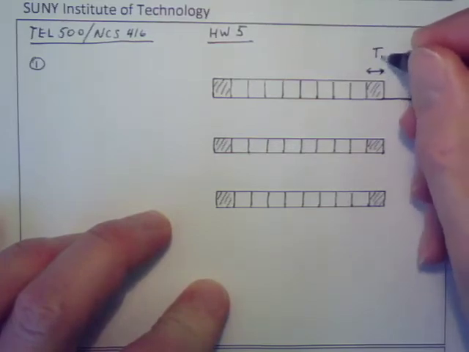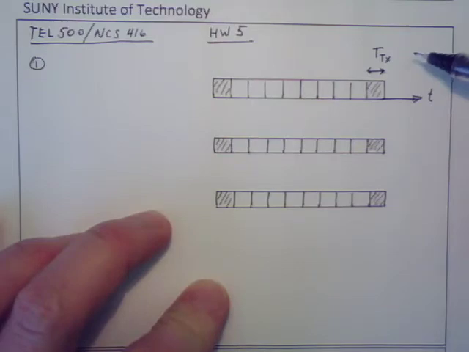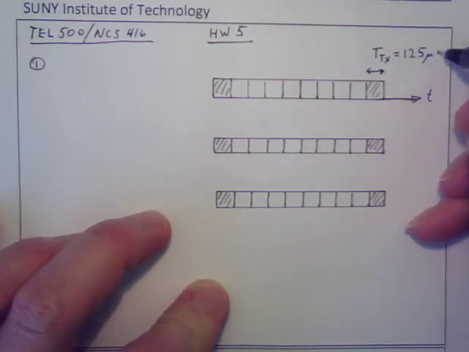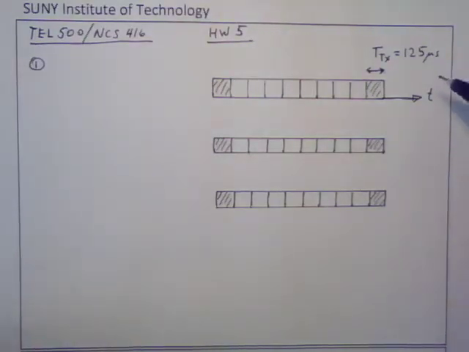So this is the period of a bit as sent by the transmitter. That's TTX, and that's equal to 125 microseconds here. And 125 microseconds is 1/8,000th of a second. So this is an 8 kilobit per second link.